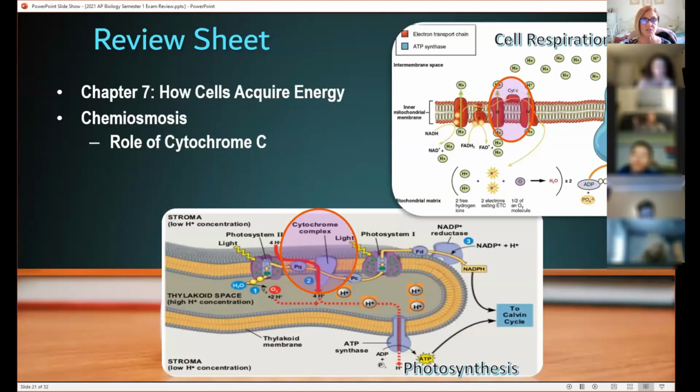It doesn't matter which process I'm talking about. These are both creating ATP with the help of ATP synthase and the movement of hydrogen ions. Okay, chemiosmosis. You do need to be able to discuss that process.